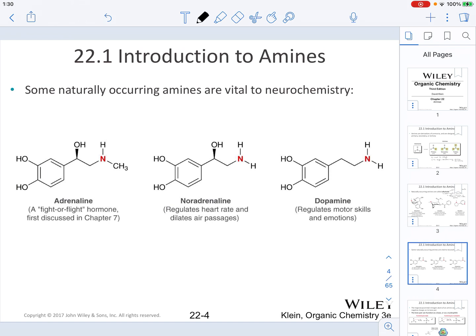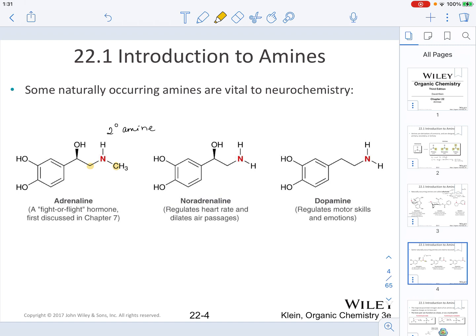Understand that other amines are also present in the human body. So for example, here we have three molecules. The first one is adrenaline, the hormone that is part of the signaling system for the fight or flight response in the body. Looking at the structure of adrenaline, this is going to have a secondary amine, and remember that the secondary amine is because we have two carbon atoms bonded to the nitrogen.